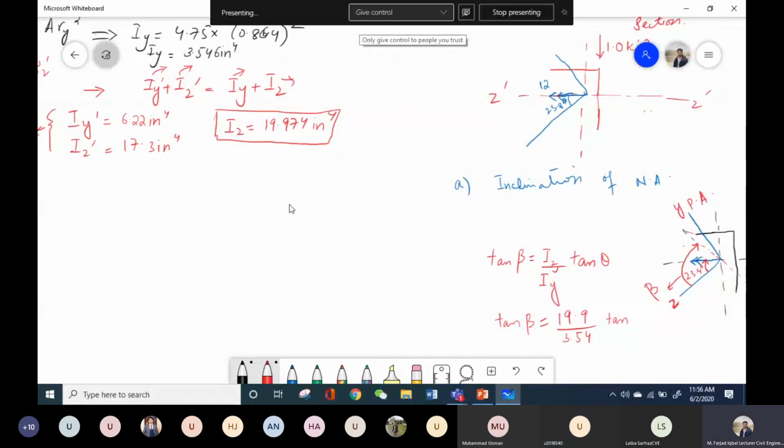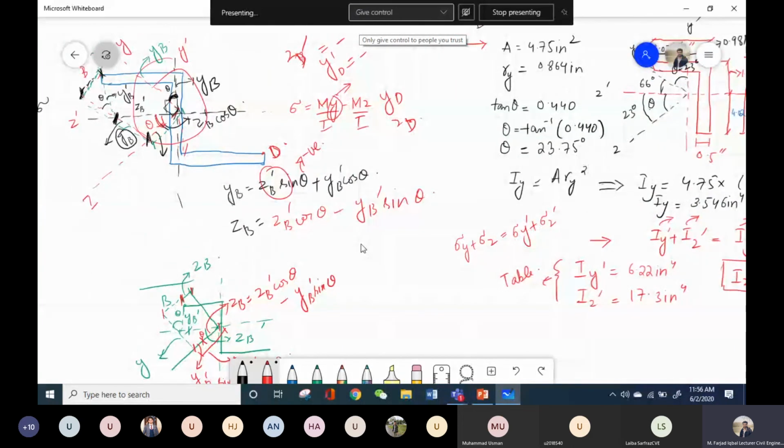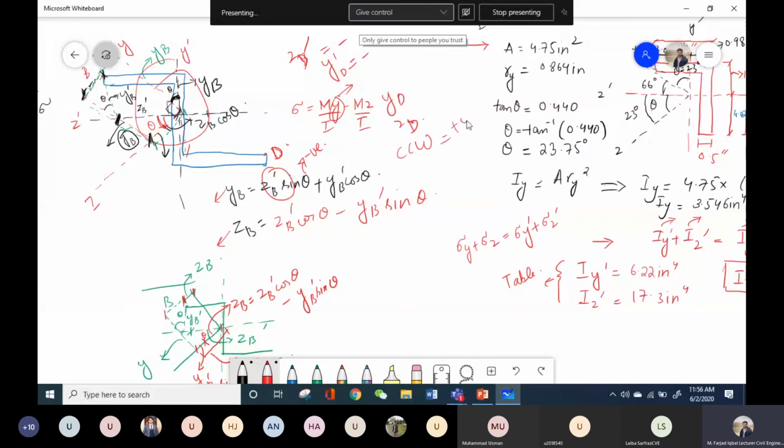No. Actually, we didn't calculate any value from that one. We simply made one derivation. Okay. So in this formulation, for example, when I will be applying this YB and ZB, I will consider that sign convention that counterclockwise is positive and clockwise is negative. But I will use this sign convention only in these two formulas.